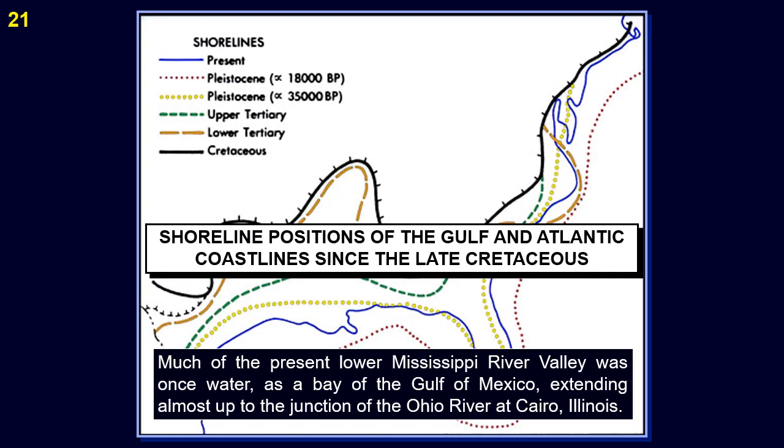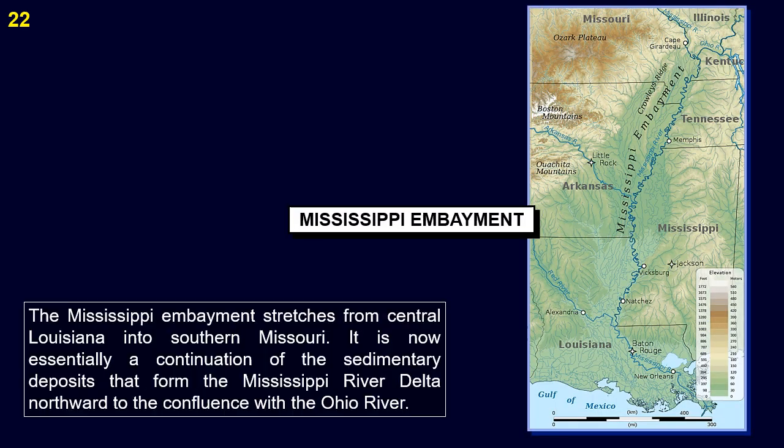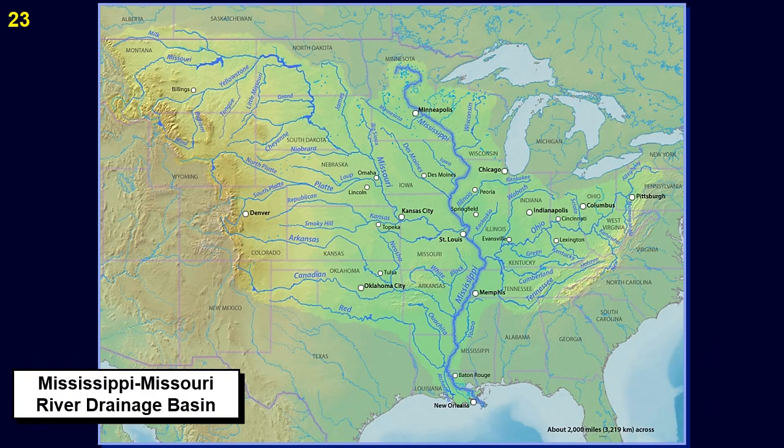Chapter 3. Much of the present lower Mississippi River Valley was once water, as a bay of the Gulf of Mexico, extending almost up to the junction of the Ohio River at Cairo, Illinois. The Mississippi embayment stretches from central Louisiana into southern Missouri. It is now essentially a continuation of the sedimentary deposits that form the Mississippi River Delta, northward to the confluence with the Ohio River. This is the vast Mississippi-Missouri-Ohio River drainage basin.